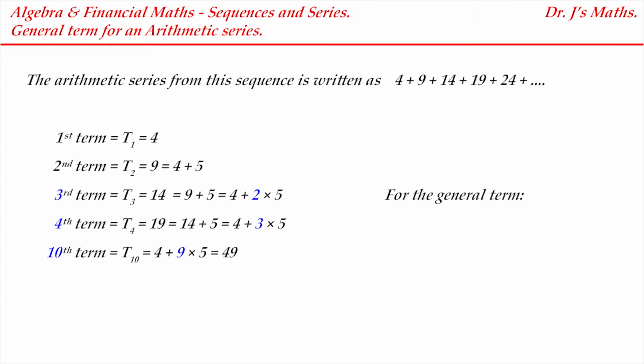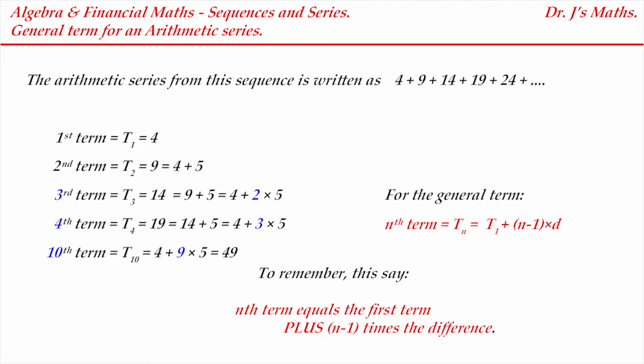For the general term, which we're going to call the nth term, where n is going to be any number, and we write Tn, well, we can write that as the first term, T1, plus n minus 1 times d. So to remember this, what you ought to say to yourself is that the nth term equals the first term plus n minus 1 times the difference. Easy to do, good to remember.